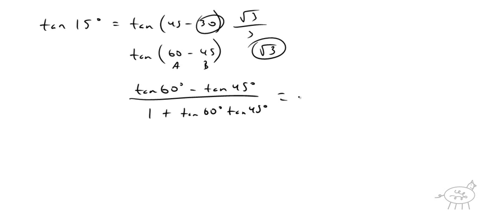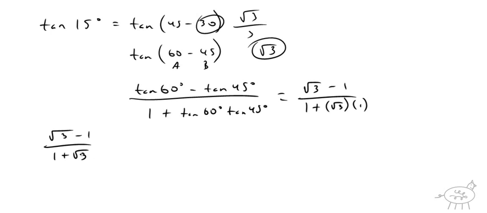Okay, so it's got some radicals you have to deal with here. We're going to do tangent of 60, which is root 3, which is a lot nicer than root 3 over 3, minus 1 over 1 plus tangent of 60, root 3, times 1. So that just gives us root 3 minus 1 over 1 plus root 3. No radicals in the denominator, so you have to rationalize it. You're going to multiply by its conjugate, so it's 1 minus root 3 over 1 minus root 3.